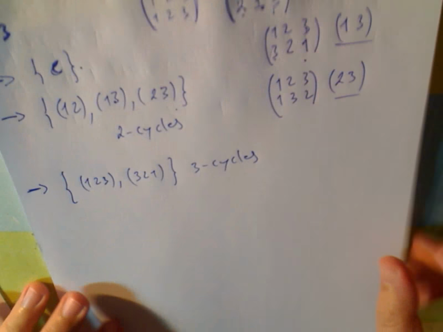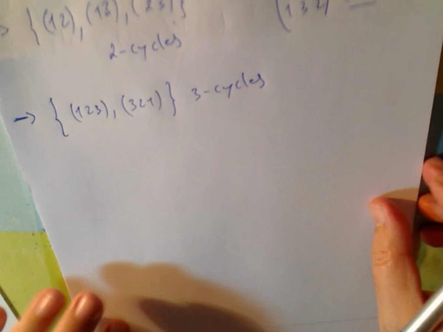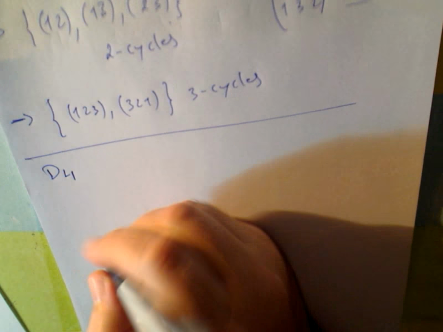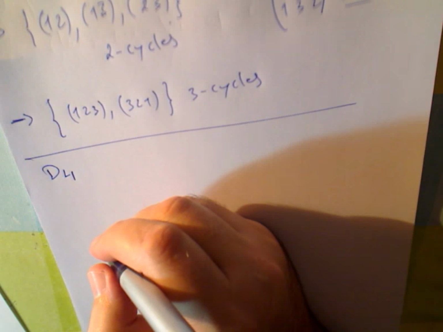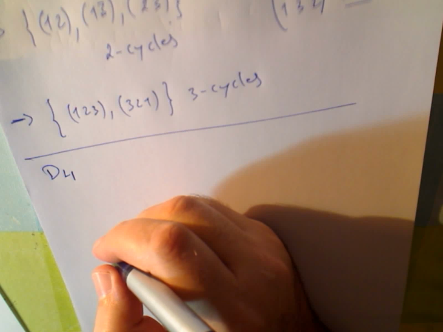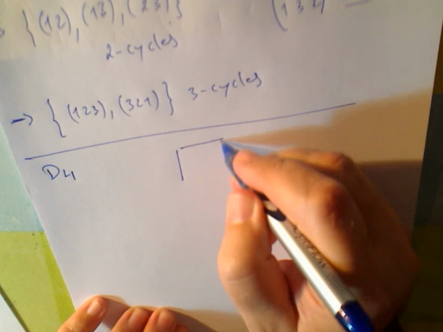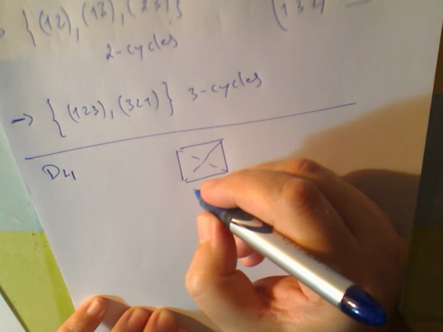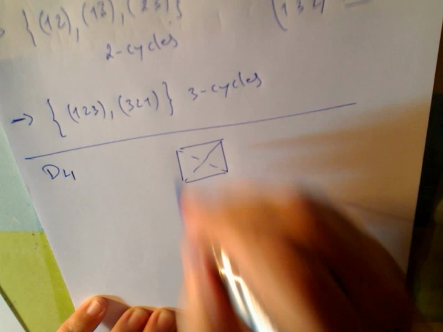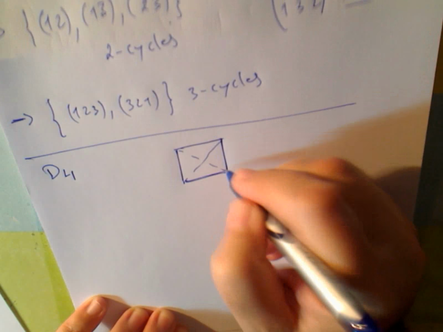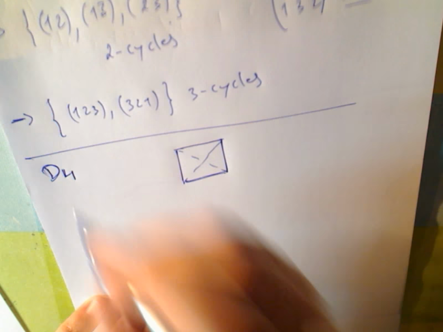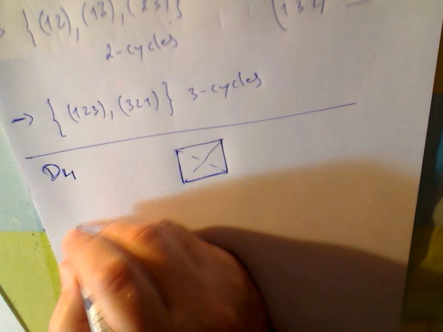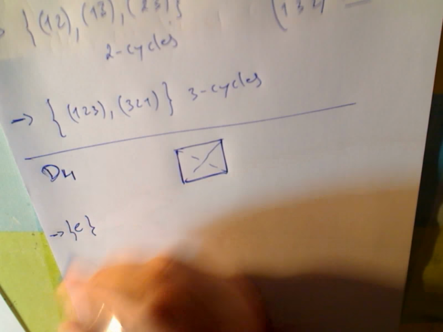In the previous video I did D4, right? So what are the conjugacy classes for D4? Let me see if I don't make the same mistake. Someone told me I made a mistake in the previous video. I'll go back and check that in a minute. So the conjugacy classes for D4 will be the identity, of course, that's one.